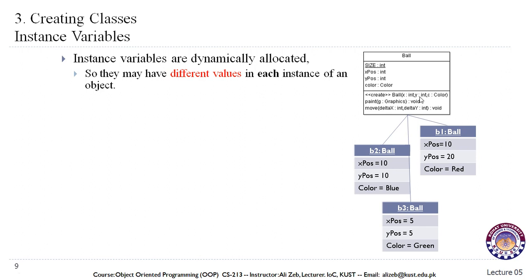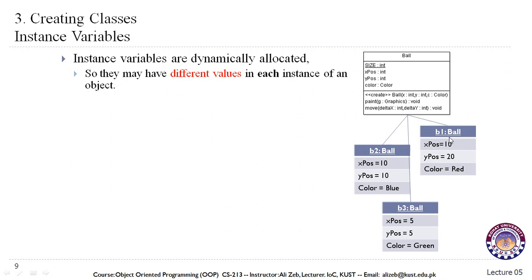So we can use the UML class diagram to design our classes before we implement them in our program. It tells us the name of the class, the names and data types of the variables, and the names, return types, and number of parameters of the methods that the class is going to take. Instance variables are dynamically allocated, so they may have different values in each instance of an object. So we have 3 objects for the same Ball class, and each of the objects has different values.